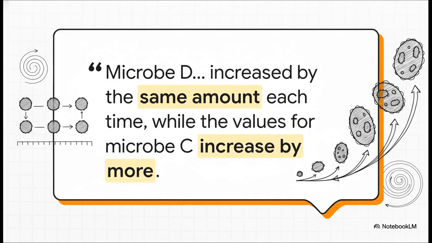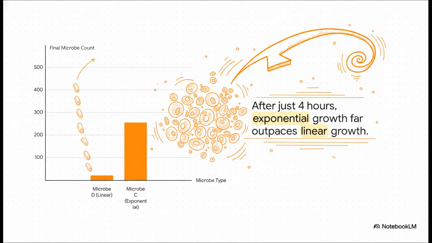That's that accelerating power of multiplication we were talking about. And here we have it, the final score from our microbe face-off. And wow, it is not even close. After just 4 hours, our linear microbe, microbe D, is at 21, which is pretty good. But microbe C, a whopping 256.